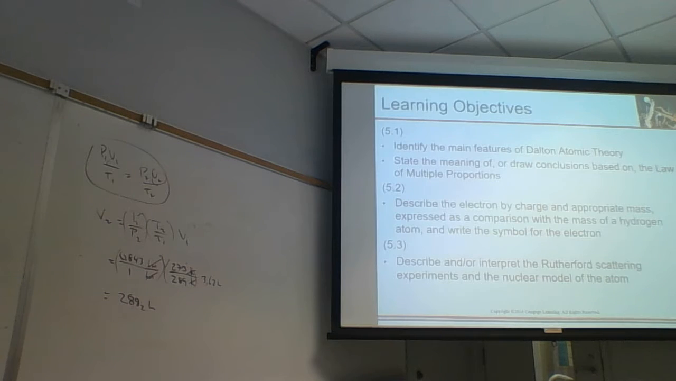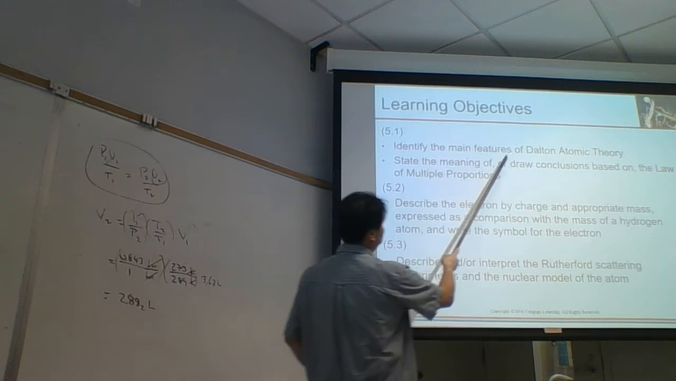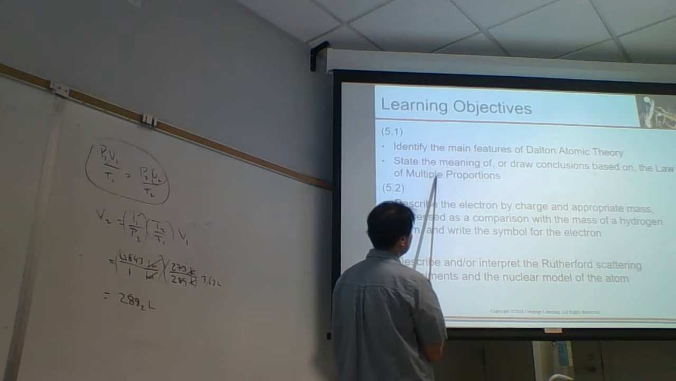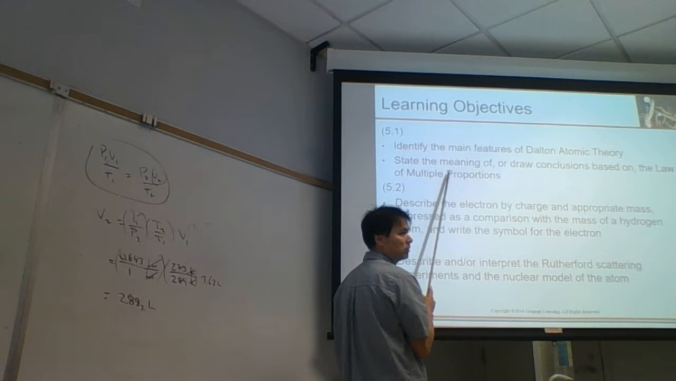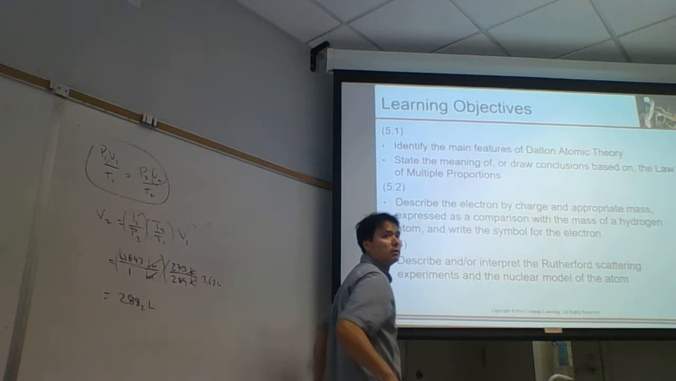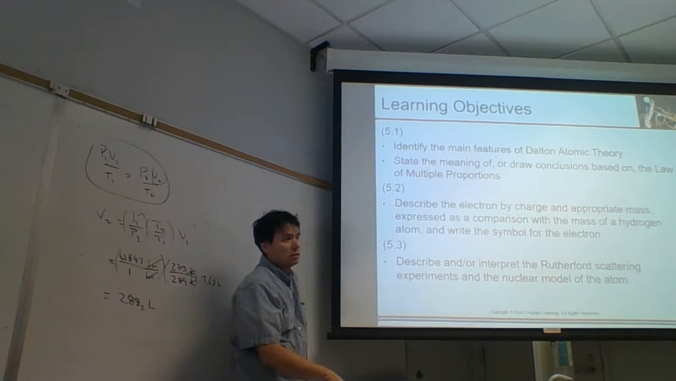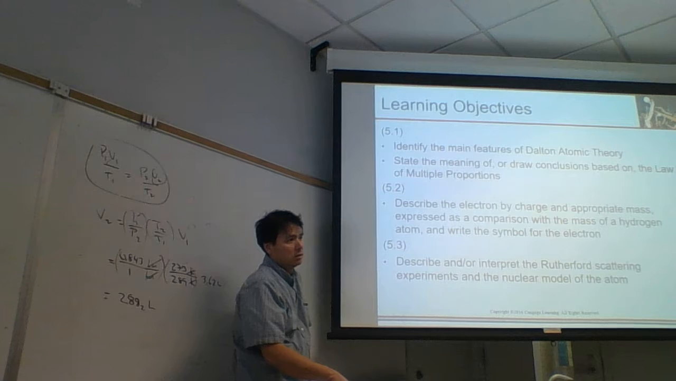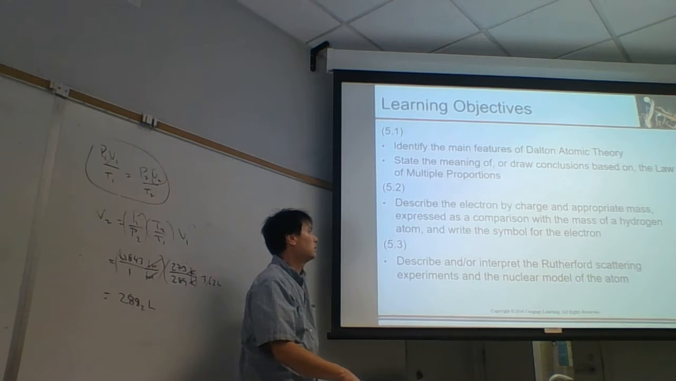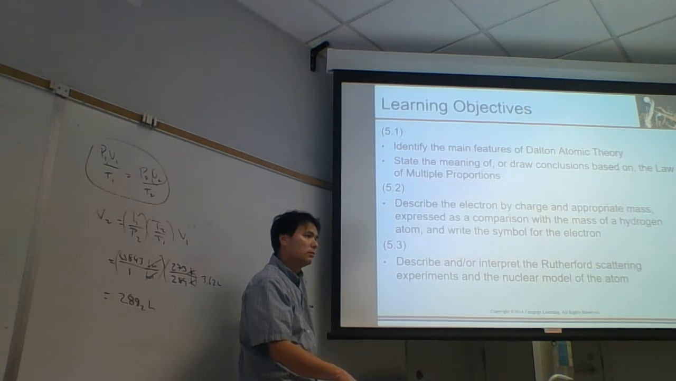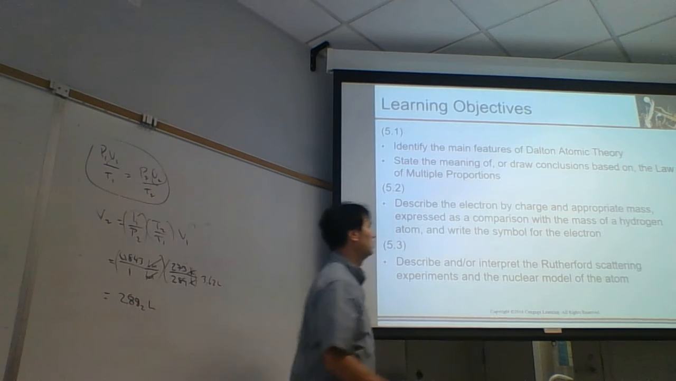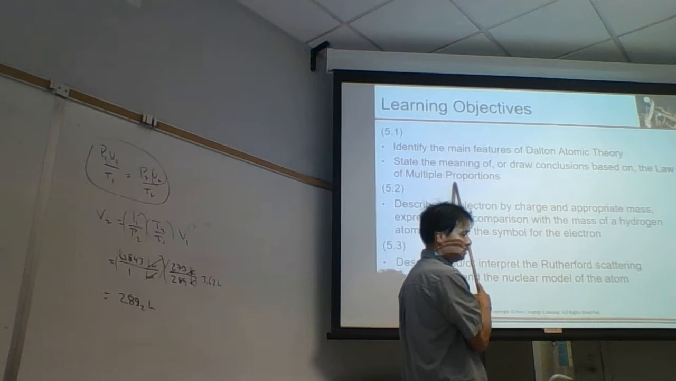So let's go into chapter 5. In chapter 5, we're going to talk about Dalton's atomic theory, and then the law of multiple proportions. Did the law of multiple proportions come from theory or observations? Yeah, this one actually came from theory. This is the only law that you know that came from theory. All the other laws came from observation. Remember, this is the law that the theory actually predicted.